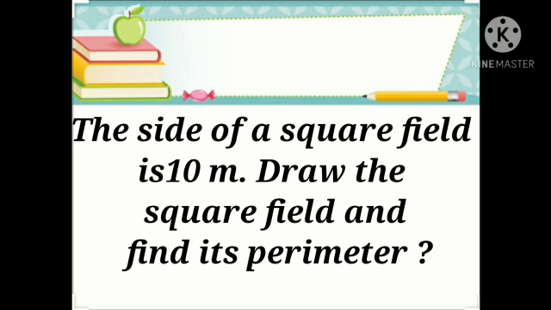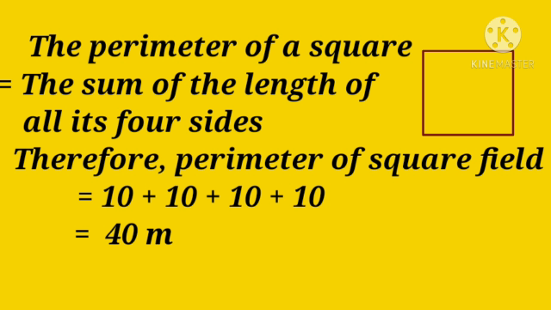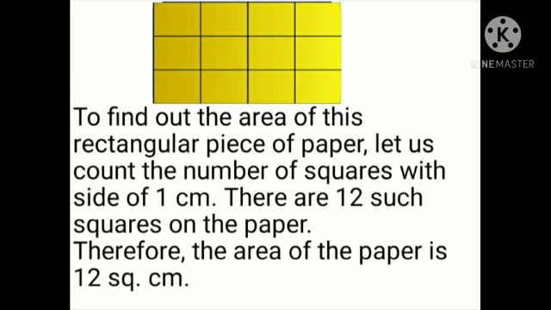Moving to the next example, the side of a square field is 10 meter. Draw the square field and find its perimeter. The perimeter of a square is equal to the sum of the lengths of all its 4 sides. Therefore, the perimeter of the square field is equal to 10 plus 10 plus 10 plus 10, that is equal to 40 meter.